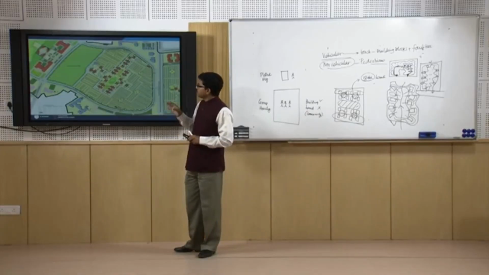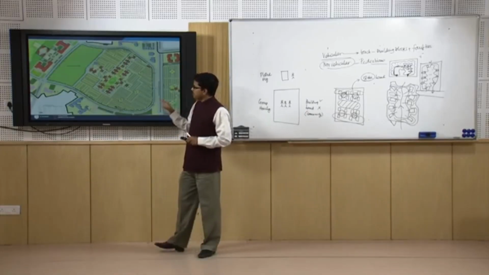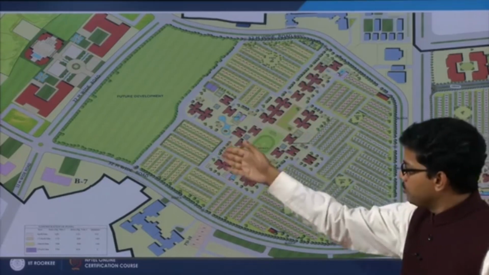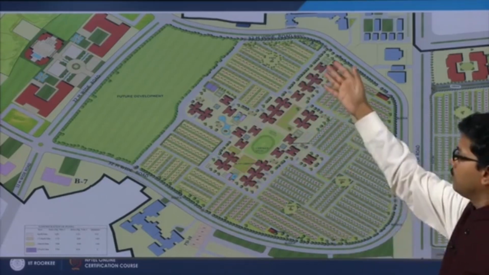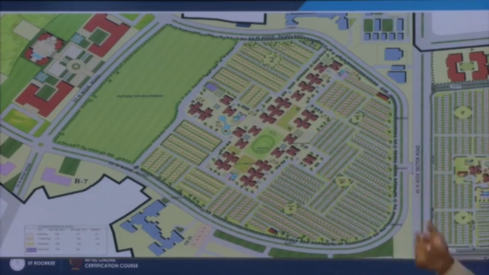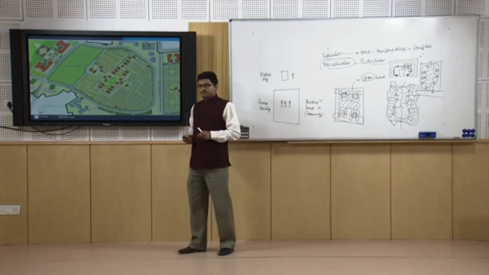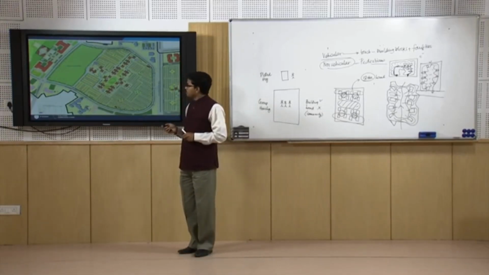So this is one example taken from a very popular project. You can see that the central portion of the project is devoted to group housing, whereas the periphery is devoted to plotted housing development. So this is one example of a composite development.